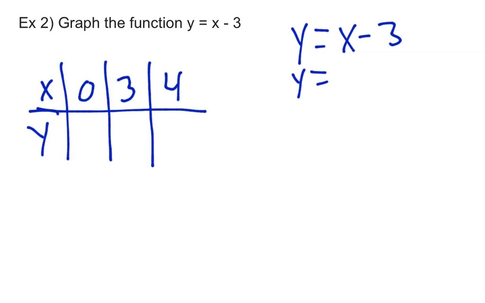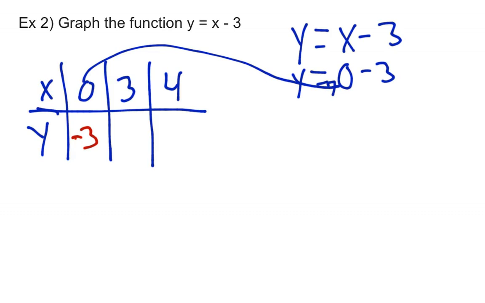Okay, y equals x minus 3. One at a time I plug these in. The first time I plug the 0 in place of x. 0 minus 3. Well, 0 minus 3 gives me negative 3. Okay, then I'm going to go ahead and put the 3 in place of x there.